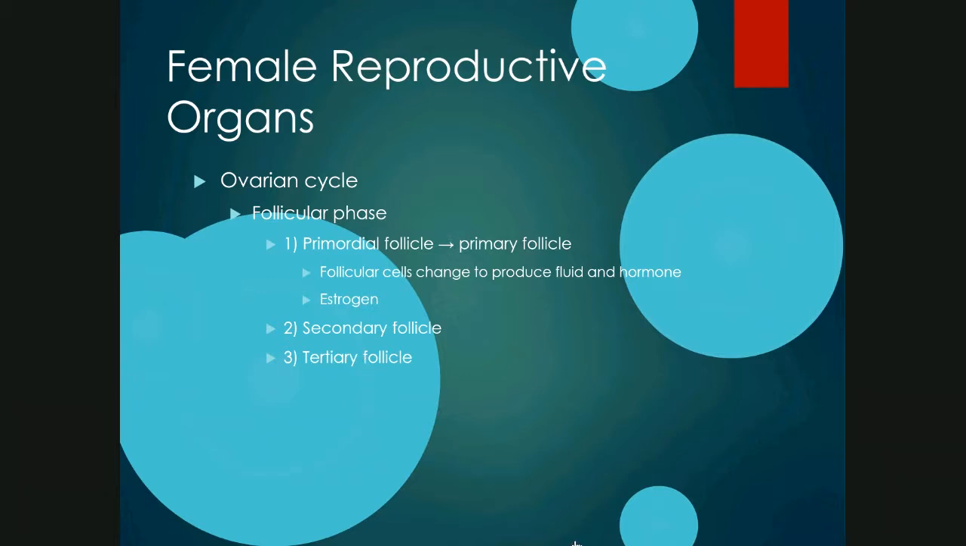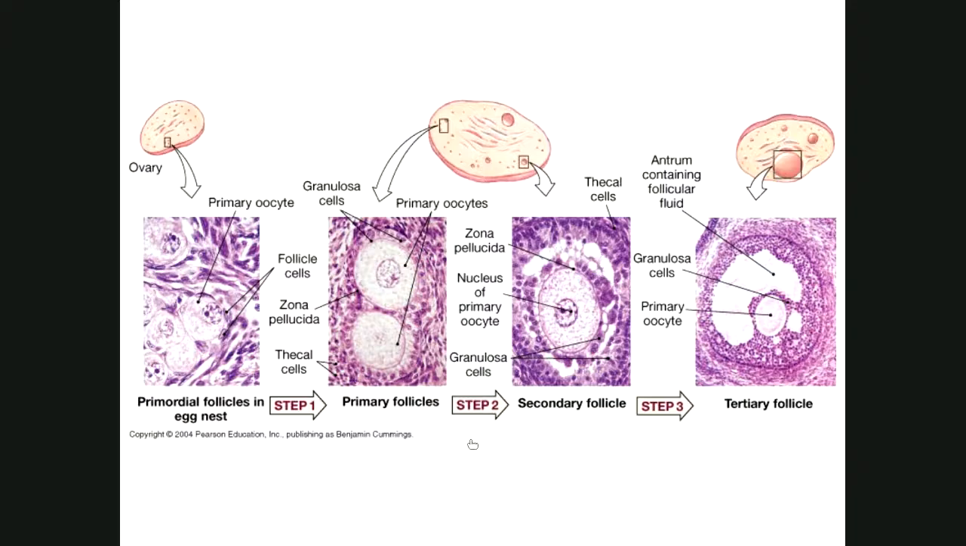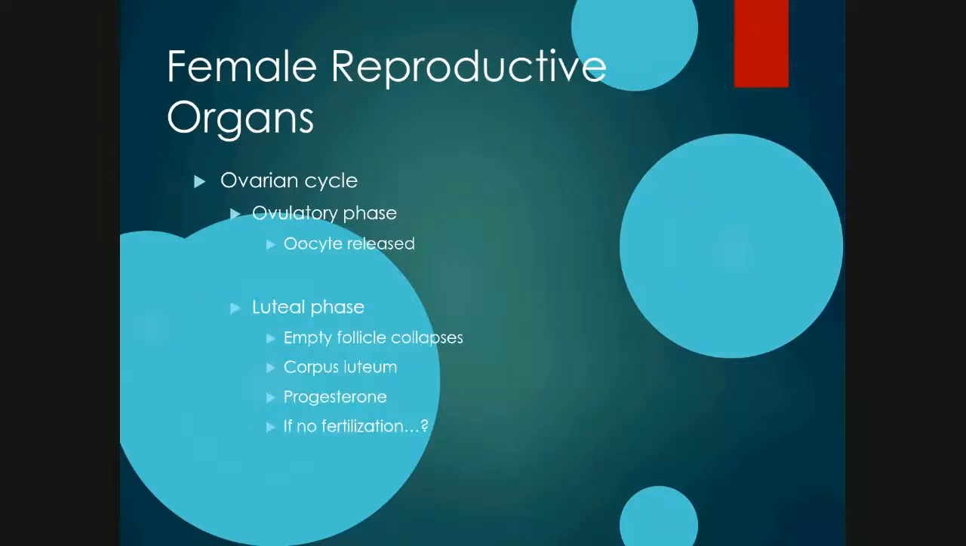And again, here we see some of those follicles. Ovulation is when the oocyte is released, and this is due to a spike in luteinizing hormone, LH. At that point, the luteinizing hormone triggers that luteal phase.